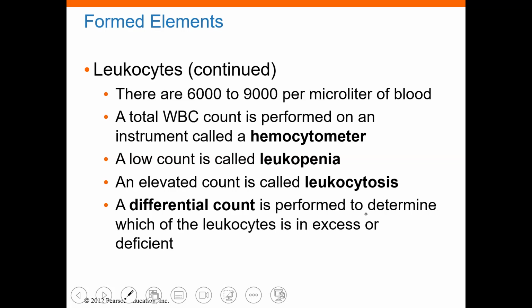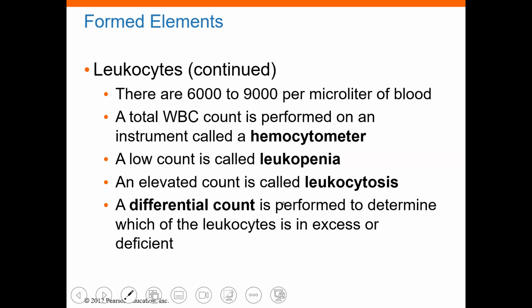Let's look here. There are about 6,000 to 9,000 leukocytes per microliter of blood. A total white blood cell count is performed on an instrument called a hemocytometer. A low count is called leukopenia. Penia is deficient when we see that. An elevated cell count is going to be leukocytosis. Osis is usually just abnormal condition of. So this is an abnormal condition of specifically elevated.